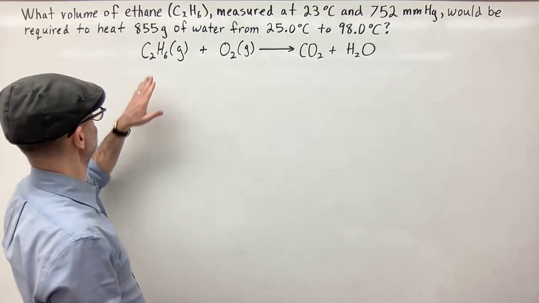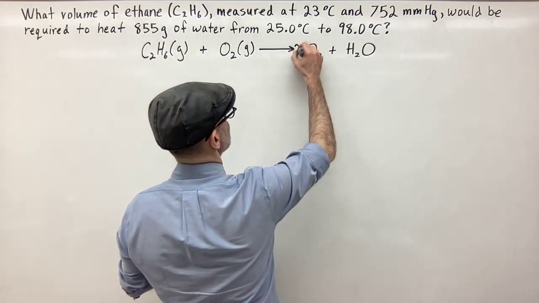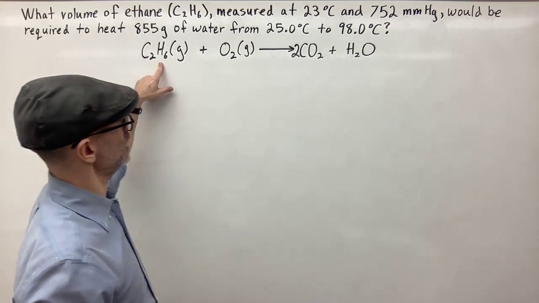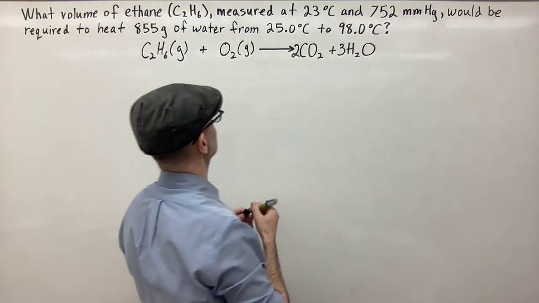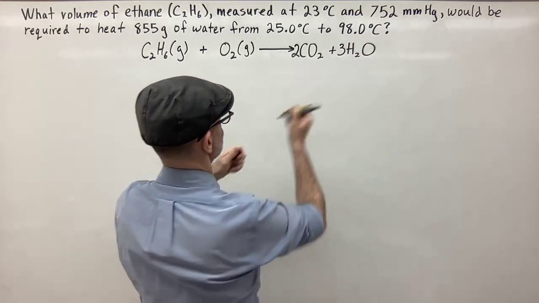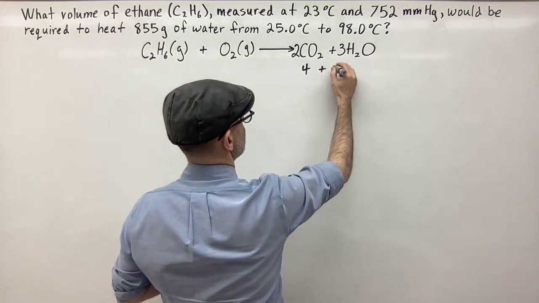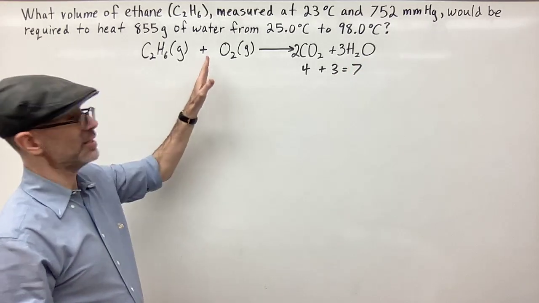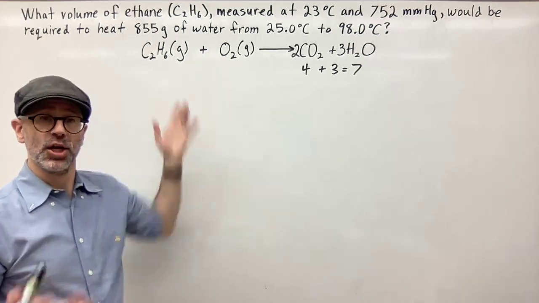Now we balance the equation. I have two carbons on this side, so I need two on this side. And I have six hydrogens here and two over here, so I put a three there. I have two oxygens here, but on the other side I have two times two is four, and three times one is three, so I've got seven on that side. So I need seven oxygens on this side. What times two gives me seven?